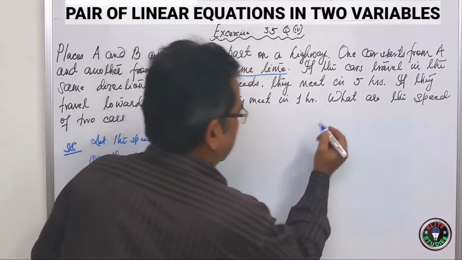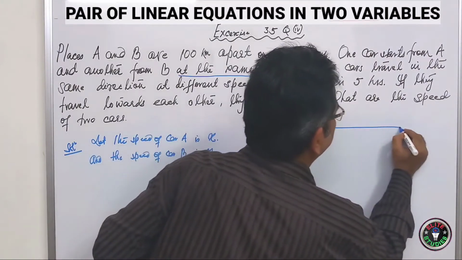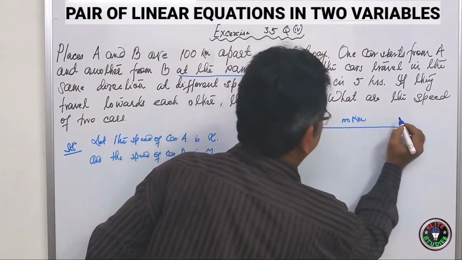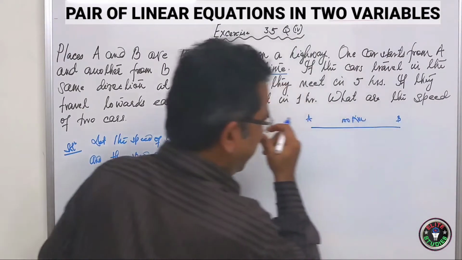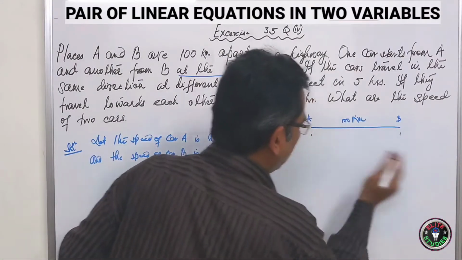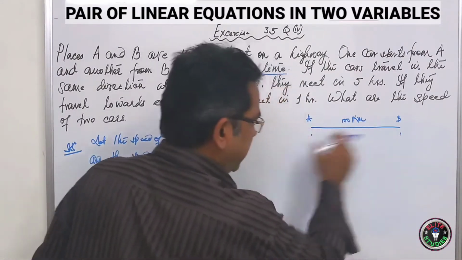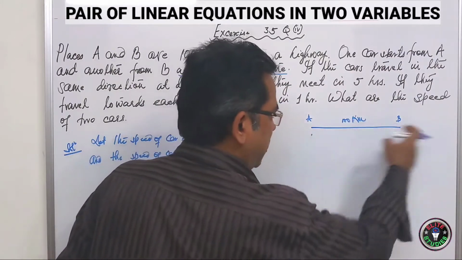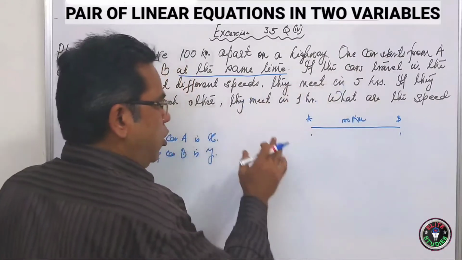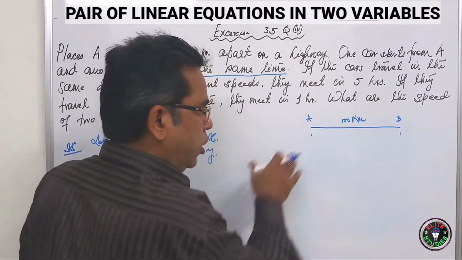Now, this is the distance: 100 km apart. This is point A and this is point B. There are two cars here and here, and the distance of separation between them is 100 km. It means the two cars are 100 km apart. Now they want to move on the highway.